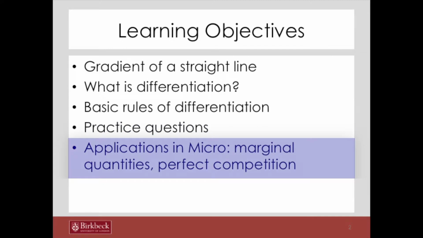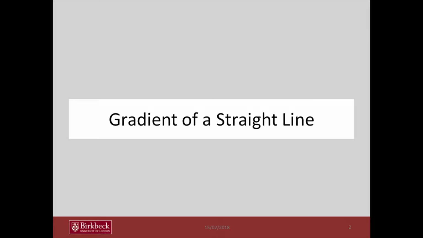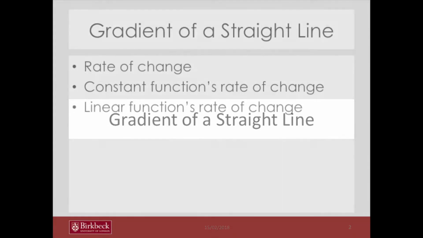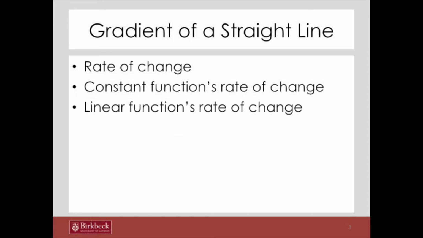Then we're looking at the applications in microeconomics. We're going to look at marginal quantities, and we're going to spend quite some time on the perfect competition. So let's start with the gradient of a straight line. We already talked about it in a previous video when we talked about the graphs, especially the linear graphs. So this concept should be somewhat familiar.